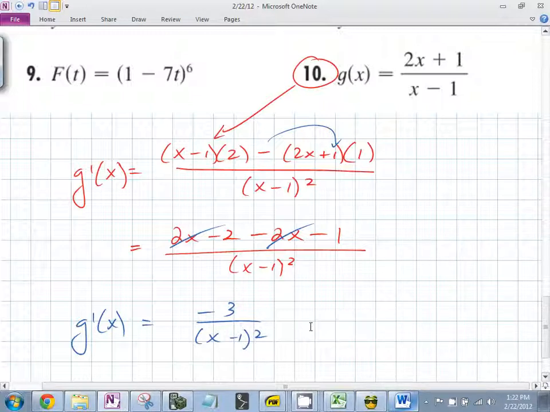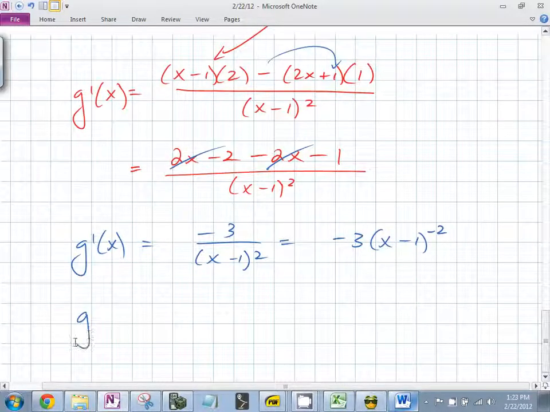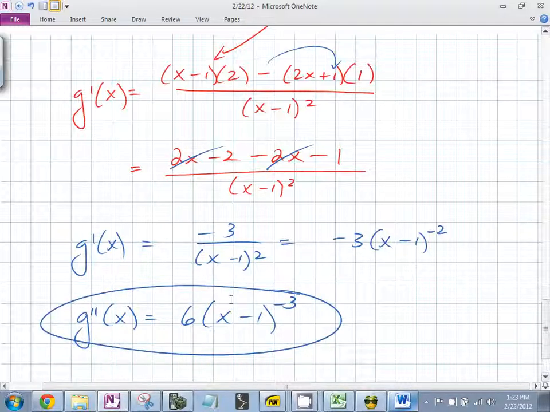You can use the quotient rule at this point, or you can just write it as negative 3 times x minus 1 to the negative 2. Because now, what does that tell us the second derivative is? 6 times x minus 1 to the negative 3. And you're all done. Can you use the quotient rule again if you want to?